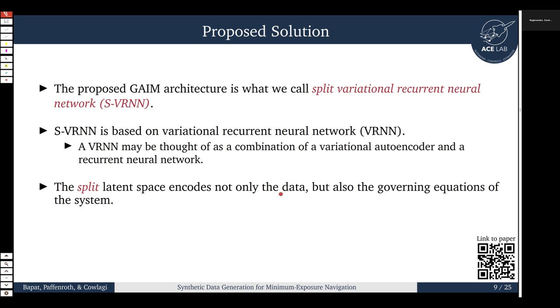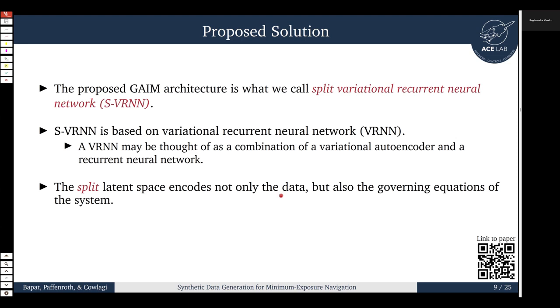So the key idea that I'm going to emphasize later is that the split between the latent space of this SVRNN architecture allows us not only to learn from the data, but also from the governing equations. And it sort of makes it convenient to incorporate both while recognizing that the governing equations may not exactly match the data due to noise. So this is the general idea.